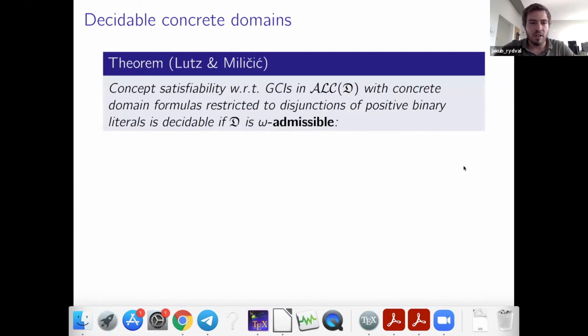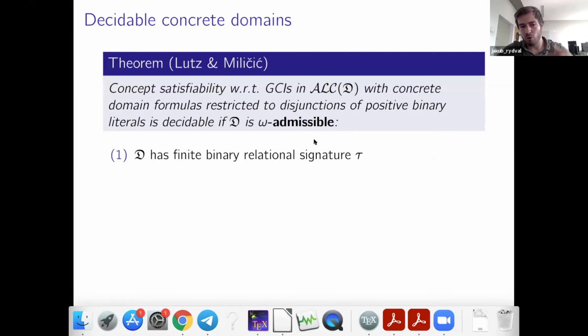They have shown that concept satisfiability with respect to GCIs in ALC equipped with a concrete domain D, where the concrete domain formulas, by which I mean this phi that we've seen before, are restricted to disjunctions of positive binary literals, is decidable if D is omega admissible. So they've isolated a sufficient condition for decidability. Okay, and now let's go through this condition.